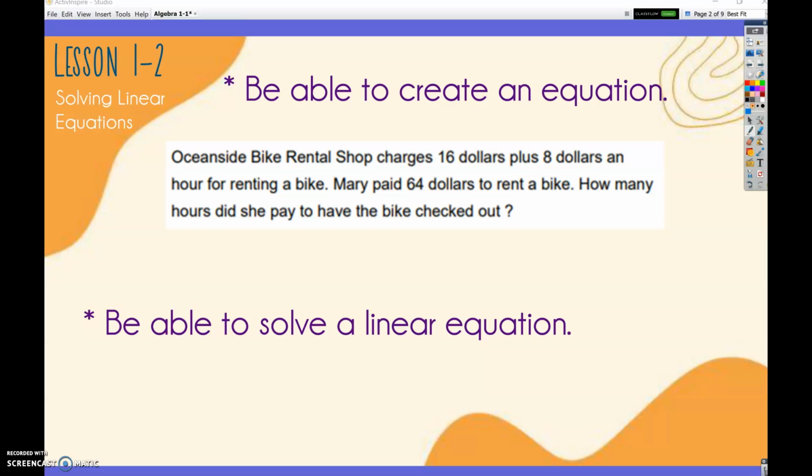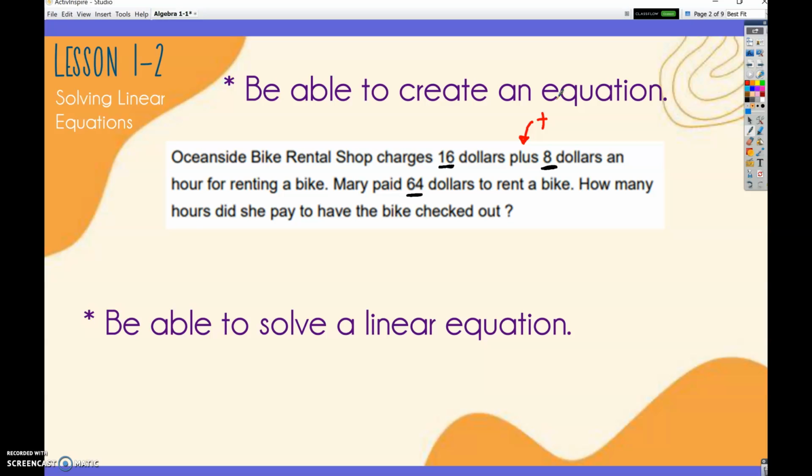The first standard we were asked to be able to do is to create an equation. One of the first steps you can do in trying to create an equation is to pull out all the numbers that you see, read through or skim, and find all the key numbers. It's also important to note some keywords that might mean a math operation. For example, plus would mean add.